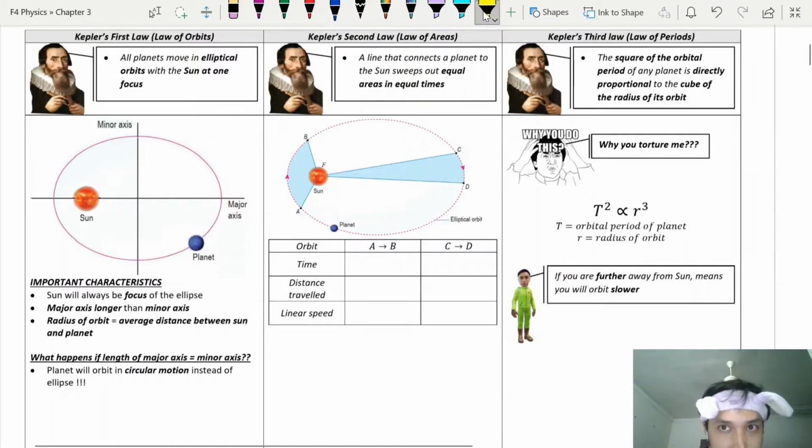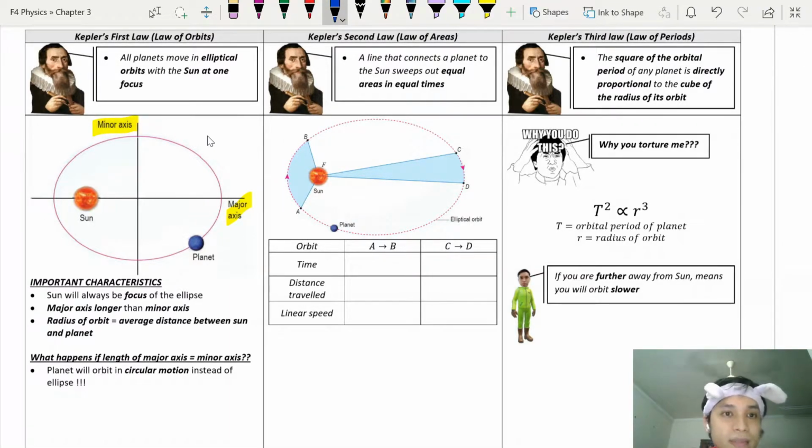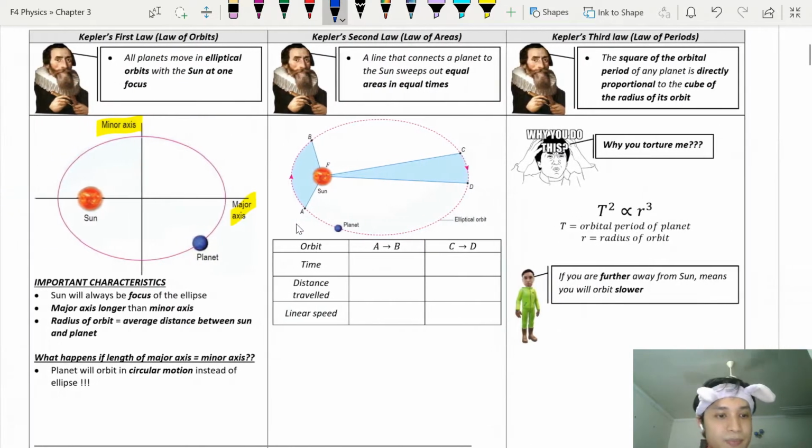If you see here, you have what we call a major axis and a minor axis. The reason why you go in an oval shape, or elliptical orbit, is because your major axis is longer than your minor axis. So what do we mean by that? Let me just show you an example.